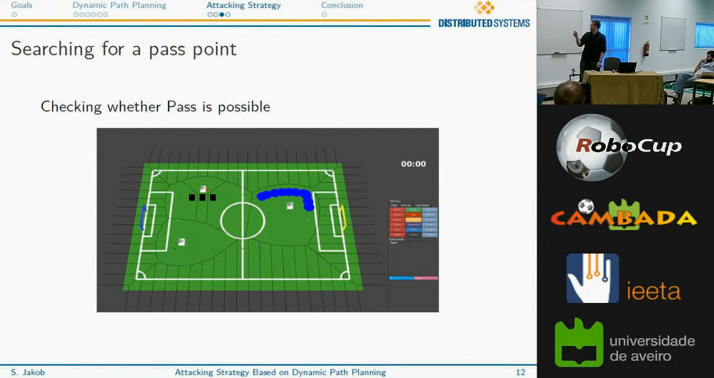Therefore, we use the Voronoi Diagram. In this situation, the robot in ball possession should play a pass because he is blocked by 3 opponents, and the best pass would be over to this one, because he can easily score a goal because he isn't blocked and is able to shoot at the goal.